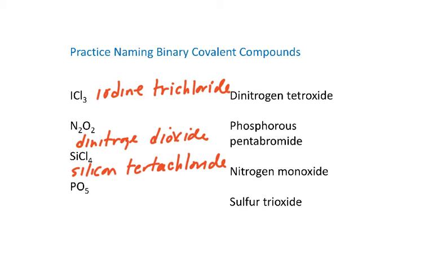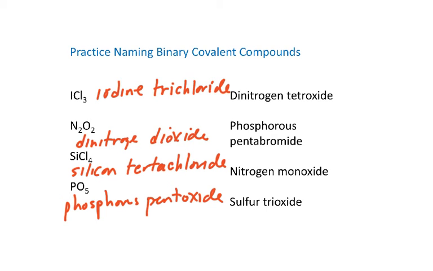P2O5, phosphorus pentoxide. All right, hopefully that went well. Let's go to the names and give the molecular formula.